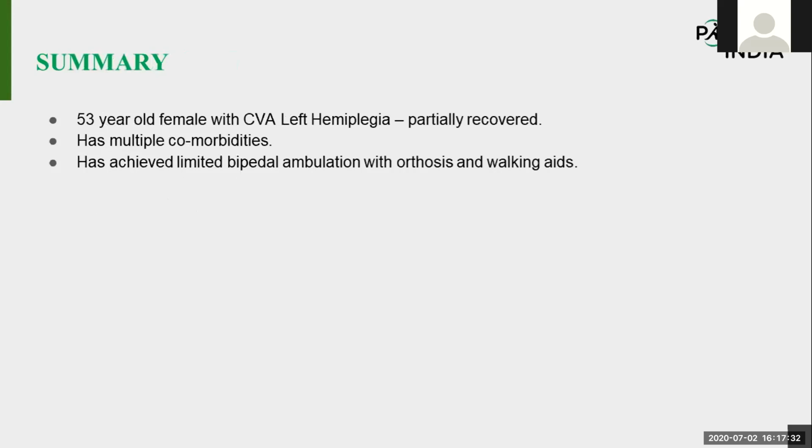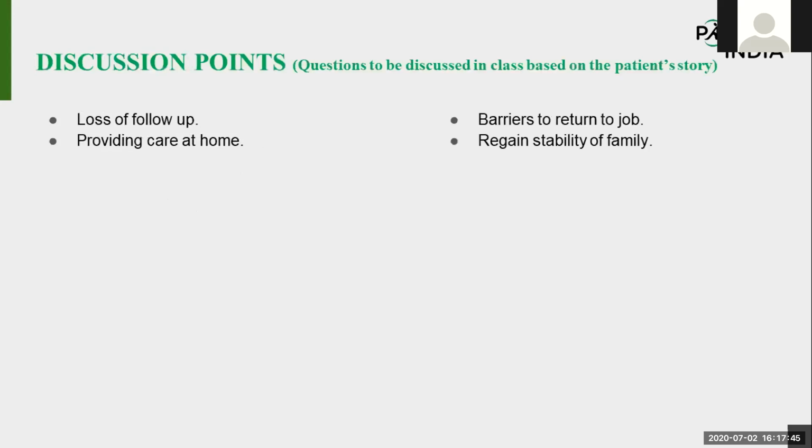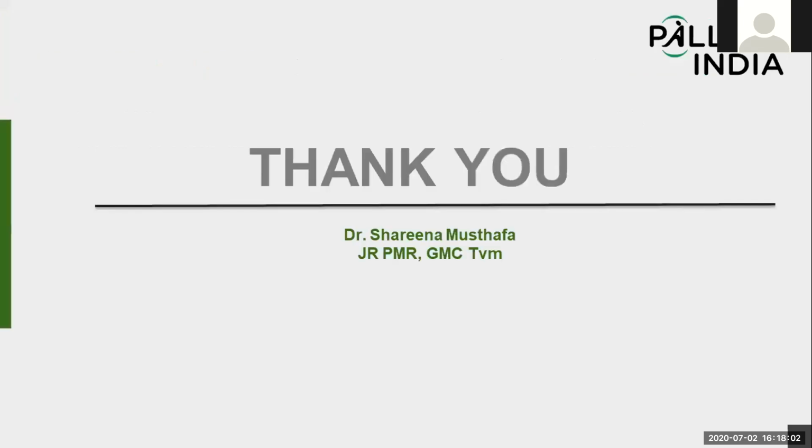Summary: 53-year-old female with CVA left hemiplegia, partially recovered, having multiple comorbidities, has achieved limited bipedal ambulation with orthosis with walking aids. So the main discussion points will be on whether she'll be able to have a proper follow-up, then providing care at home, barriers to return to her activities, then regain stability of the family. Thank you.